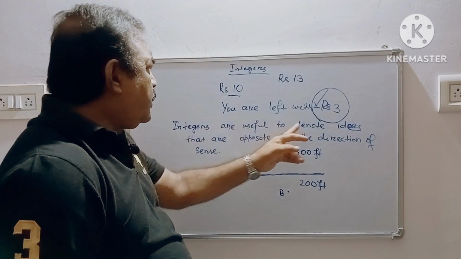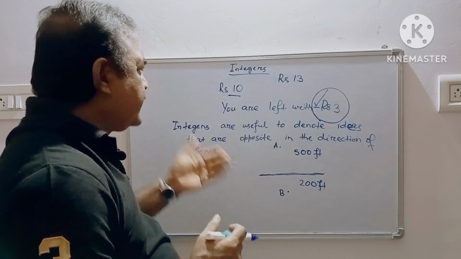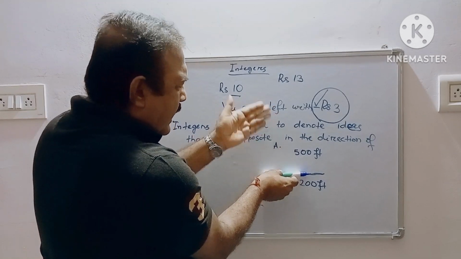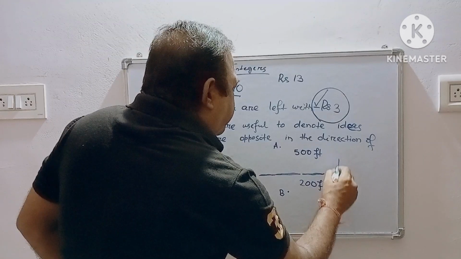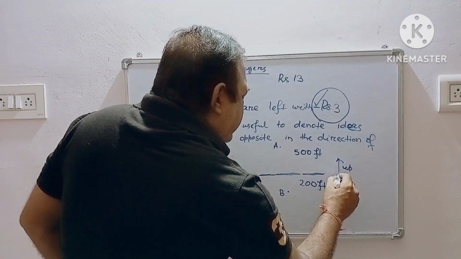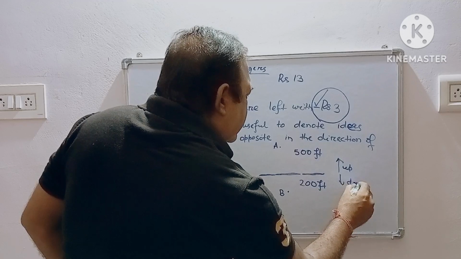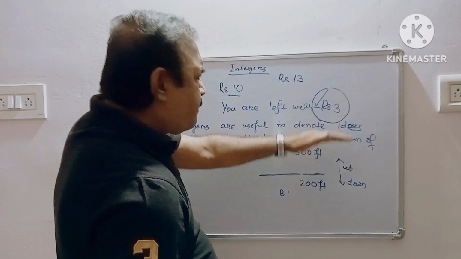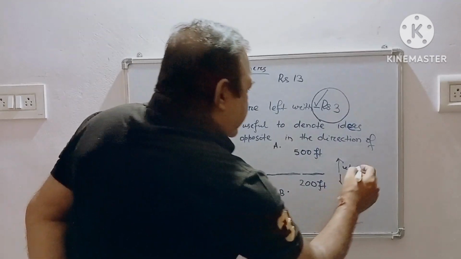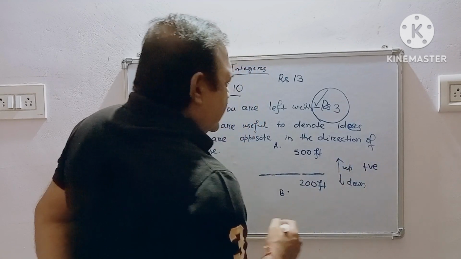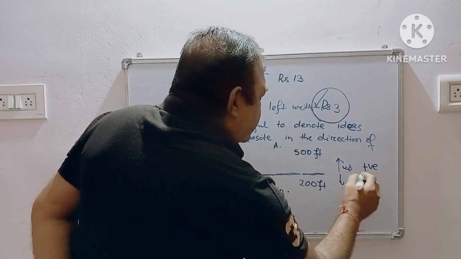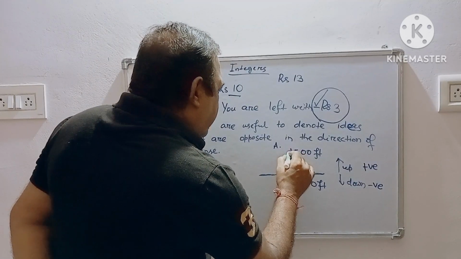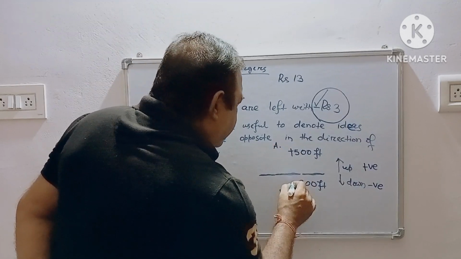So integers are useful to denote ideas that are opposite in the direction of sense. That means this is the sea level. So this is up, and below the sea level, that is down. So for the upside, upward direction, it is positive, and below or down, we may write negative. So it is plus 500 feet, and we may write minus 200 feet.